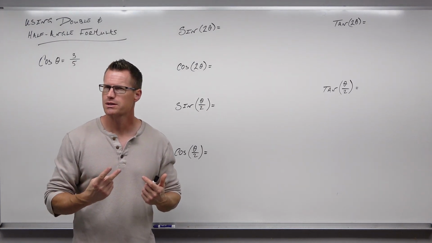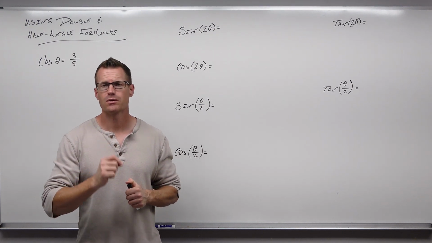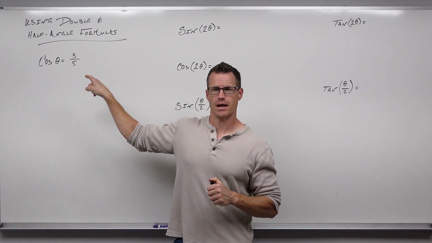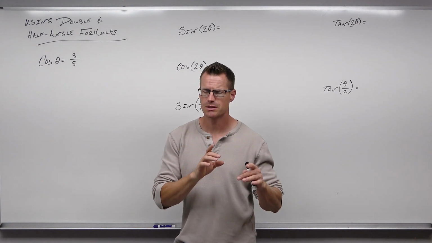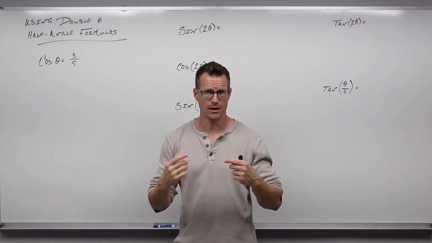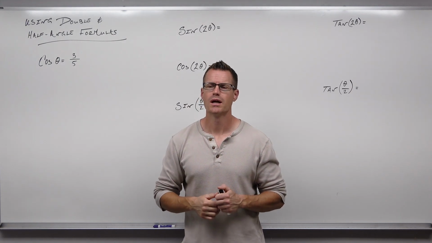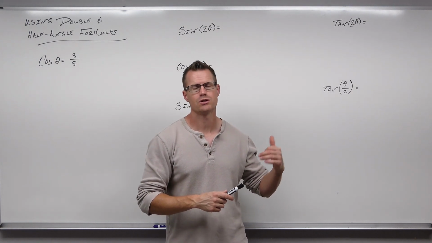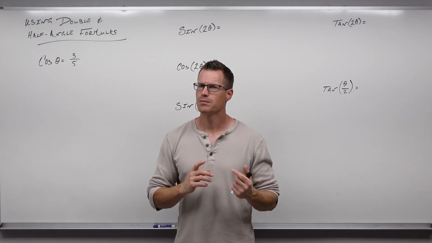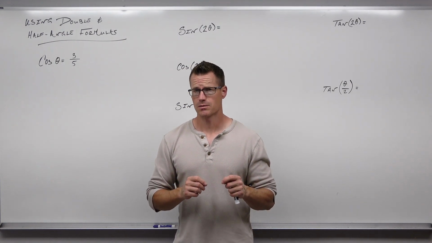The two hardest things about this are figuring out sine and cosine of an angle that you don't know. We've done that many times, with things like drawing the triangles and figuring out the quadrant. The other one is finding the quadrant for alpha over 2 or theta over 2 as the case may be. That can be a little bit challenging, but understand something about this.